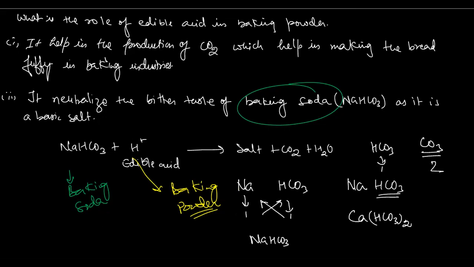But if we have to write the formula of sodium carbonate, not the hydrogen carbonate, this is 1 and this is CO3, then it has 2 valency. So accordingly, it will be multiplied and it will give you Na2CO3. Got it? Yes, sir. So hydrogen carbonate is HCO3 group.